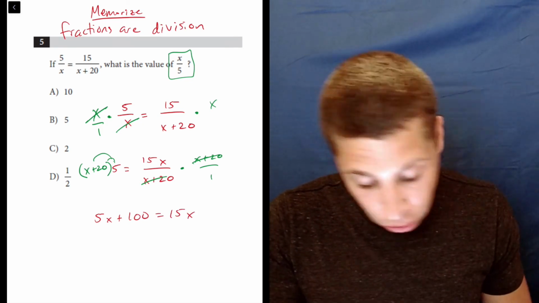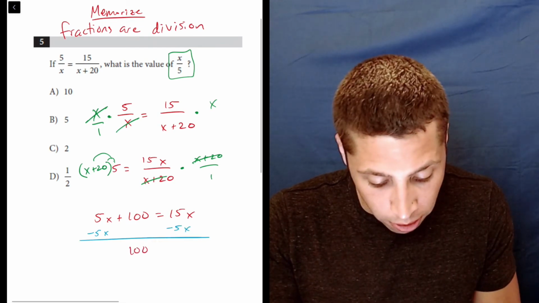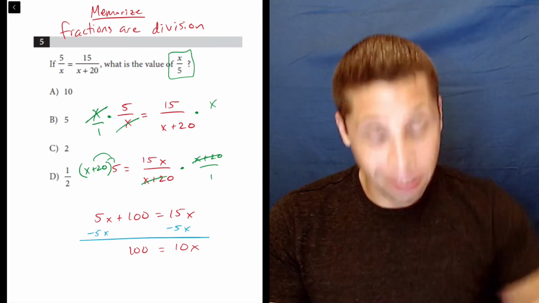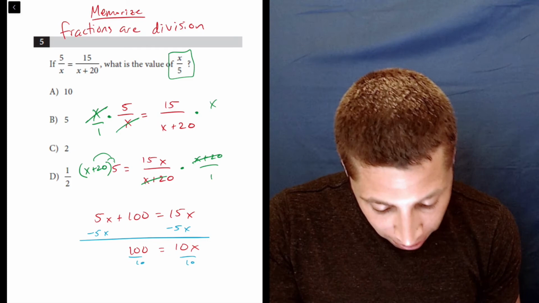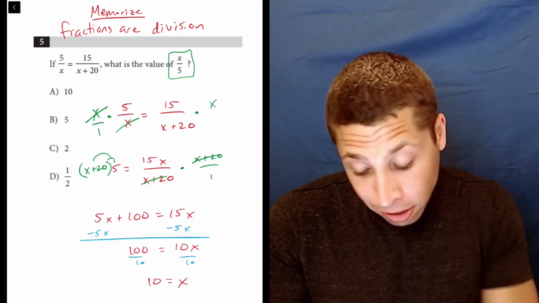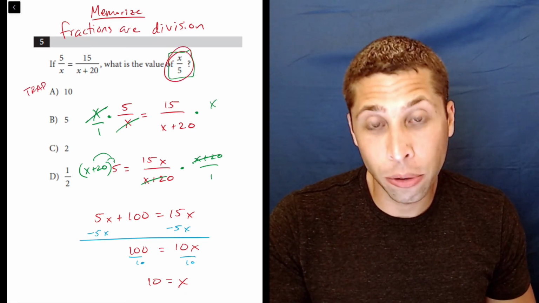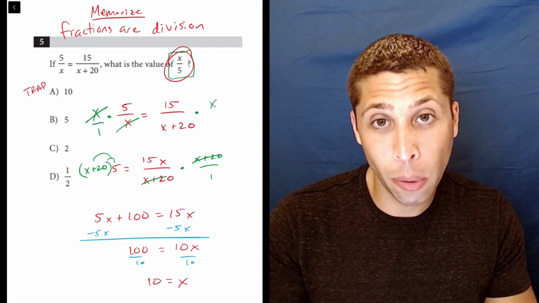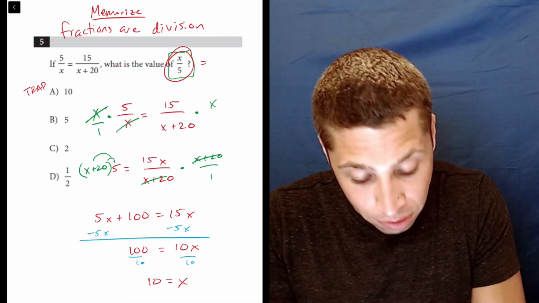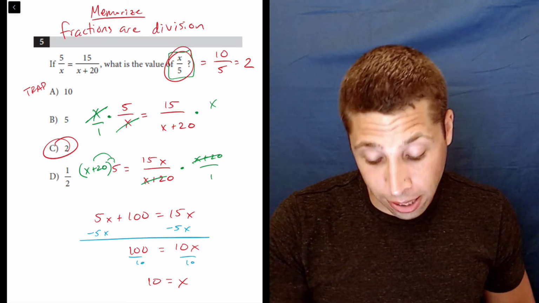Then it becomes just normal math, right? Let's subtract 5x from both sides. We're going to get 100 is equal to 10x. How do we get rid of multiplication? Well, we do the opposite, which is division. And we get that x is equal to 10. And that's an answer, but that's a trap answer because remember, we have to show our work and go back to the question that we highlighted before. They don't want x. They want x over 5. So that's going to be 10 over 5, which is 2, which is the actual answer.